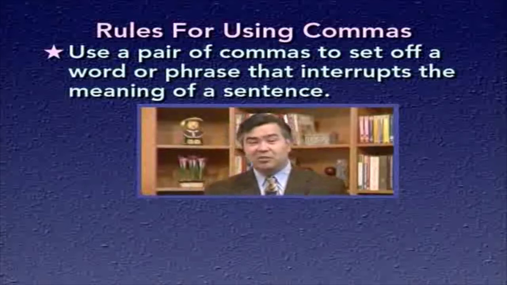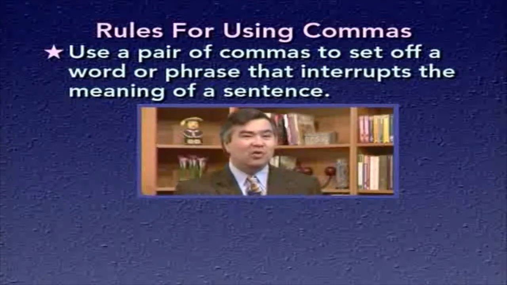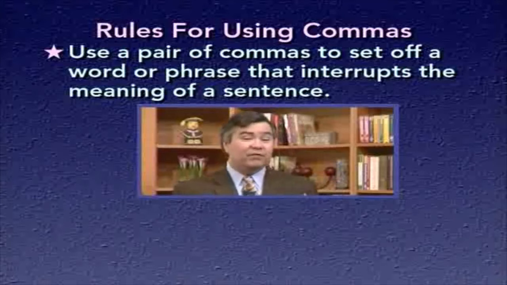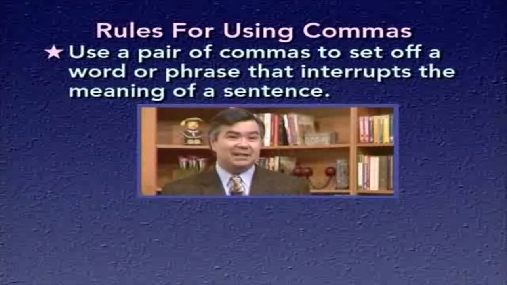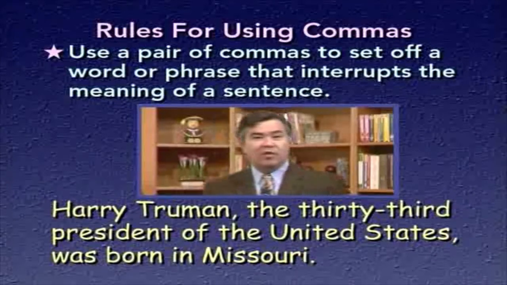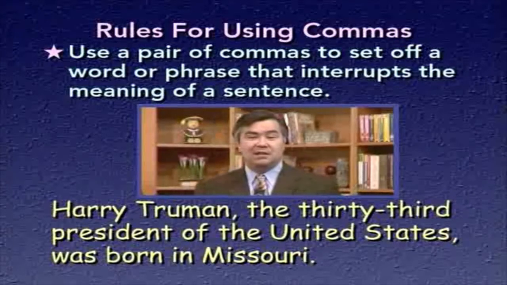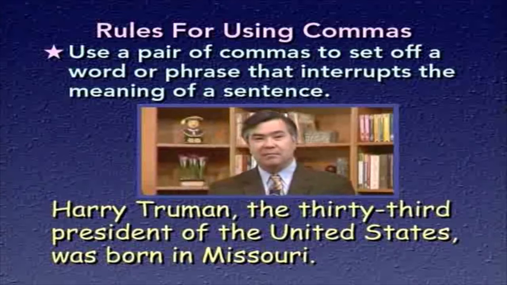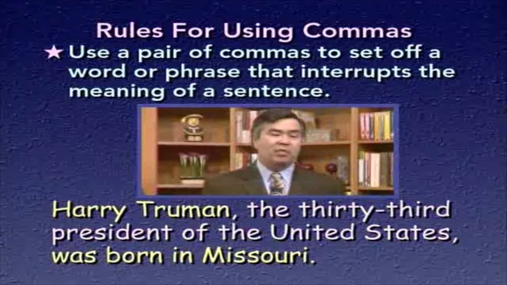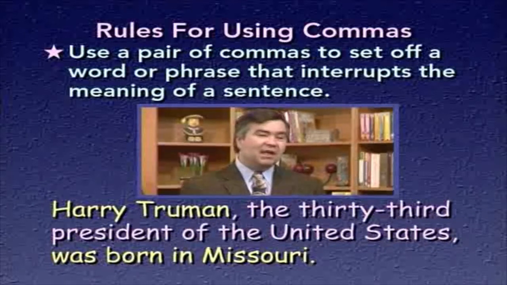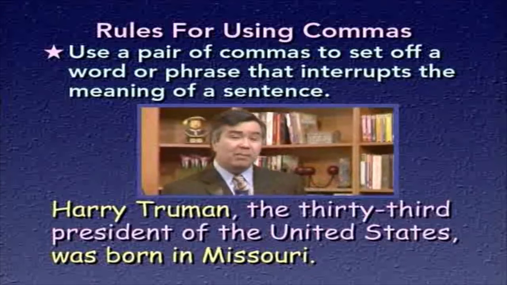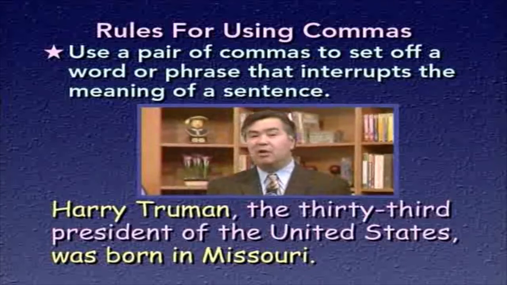That signals to the reader, whoops, here's a little detour, don't get sidetracked, and it makes it easier for the reader to follow the complete meaning of the sentence. Here's an example. Harry Truman, the 33rd President of the United States, was born in Missouri. Now we have a group of words in the middle of the sentence here, the 33rd President of the United States. That tells a little bit more about Harry Truman. It's an interesting and important fact. But notice that it interrupts the main flow of the sentence.